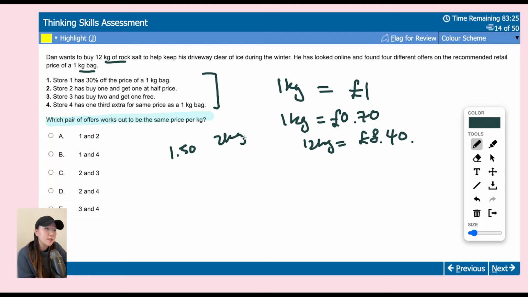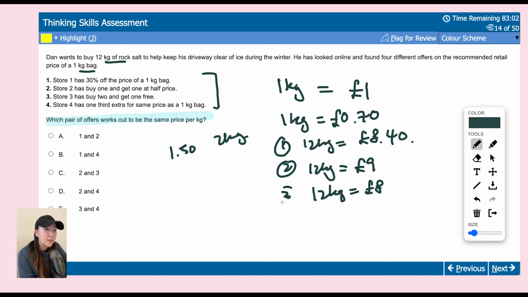For 3, it's buy 2, get 1 free. So if that's the case, we actually only need to buy 8 because we will get 4 of those free. So essentially it works out as 12 kilograms for £8. And that'll be store 3.